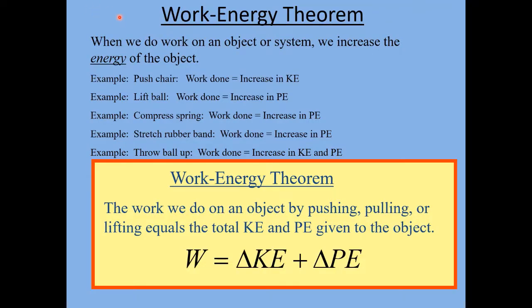Let's start with what is called the work energy theorem. The work energy theorem says that when we do work on an object or system, we increase the energy of the object. So for example, if I push on a chair, then the amount of work that I do goes to an increase in the chair's kinetic energy because now the chair is moving. In particular, if I do 100 joules of work on the chair, then the chair gets 100 joules of kinetic energy.